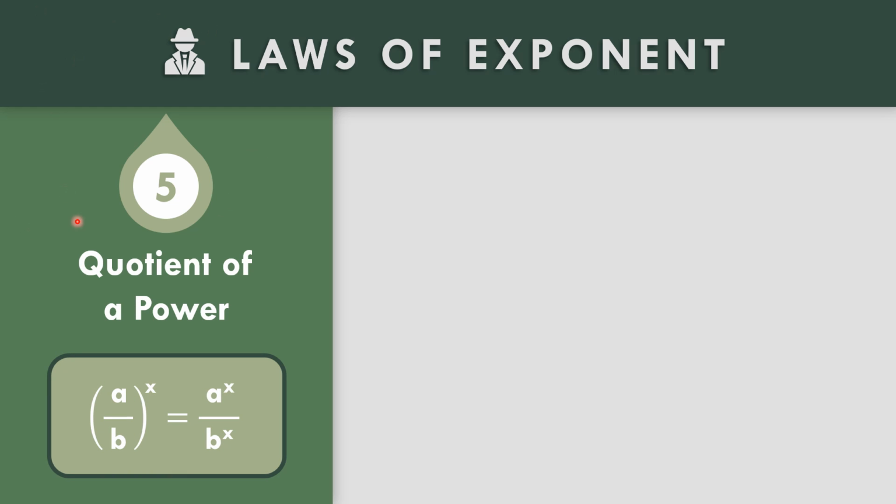Fifth law of exponent, that is the quotient of a power. So the quantity a over b raised to the x. So it means a to the x all over b to the x. In example number 1, the quantity x over y raised to the 3rd power. So it means copy the base x, and then 1 times 3 is 3, and then copy the base y, 1 times 3, that is equal to 3. So the final answer is x cubed over y cubed.